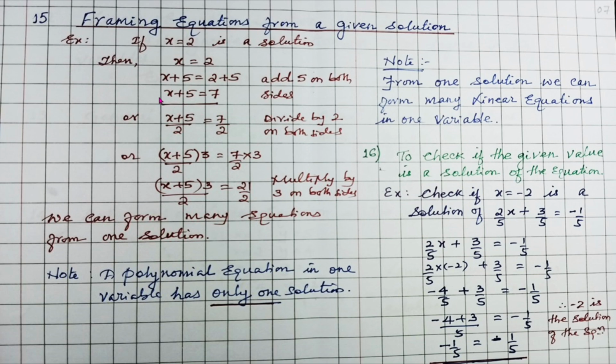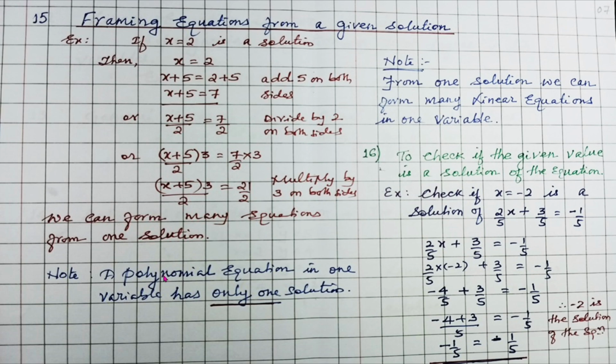And so also we can divide both the sides by 2. x plus 5 by 2 is equal to 7 by 2 is another simple equation. And also we can multiply 3 on both the sides. (x plus 5) by 2 into 3 equals 7 by 2 into 3, which becomes (x plus 5) into 3 by 2 is equal to 21 by 2, which is again another equation for the same solution x is equal to 2. Therefore, for a given solution we can form many equations.